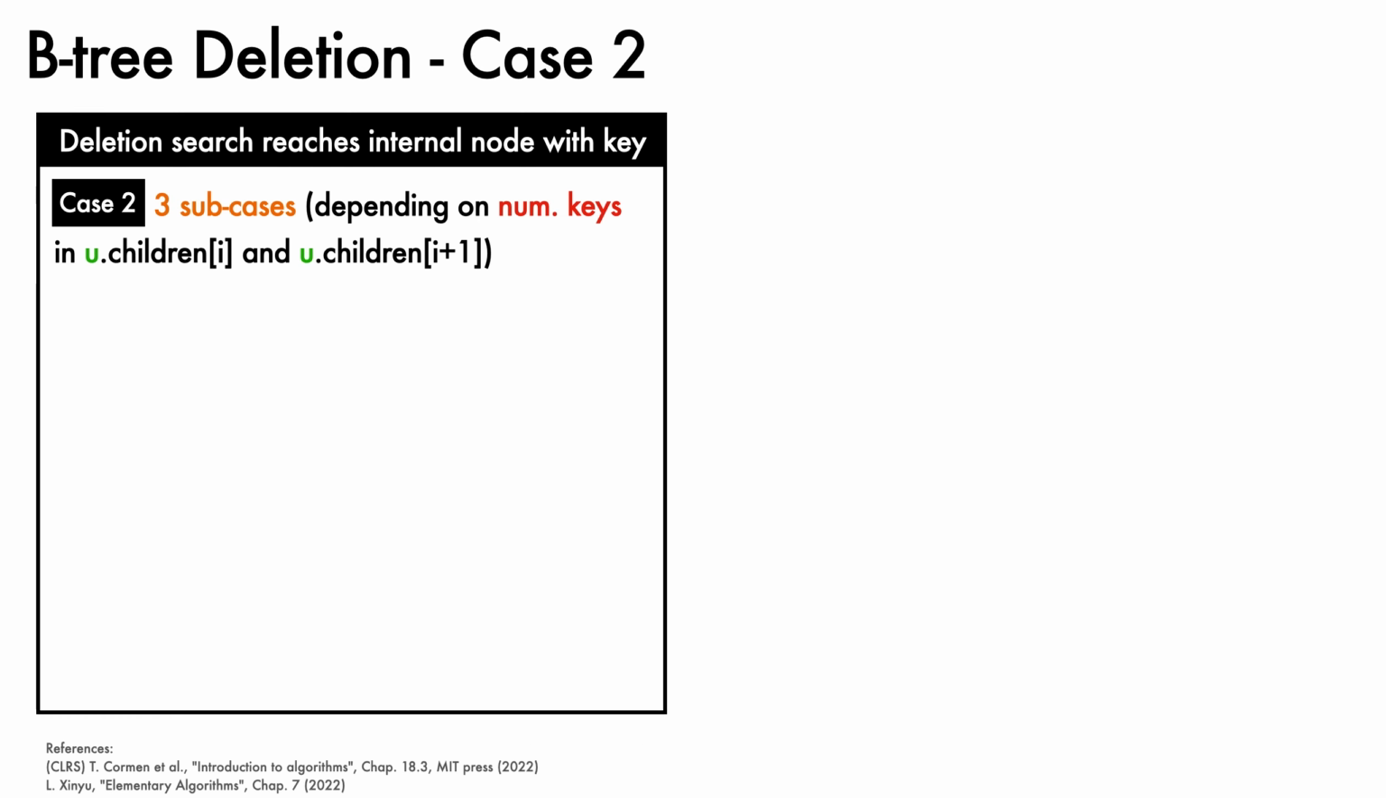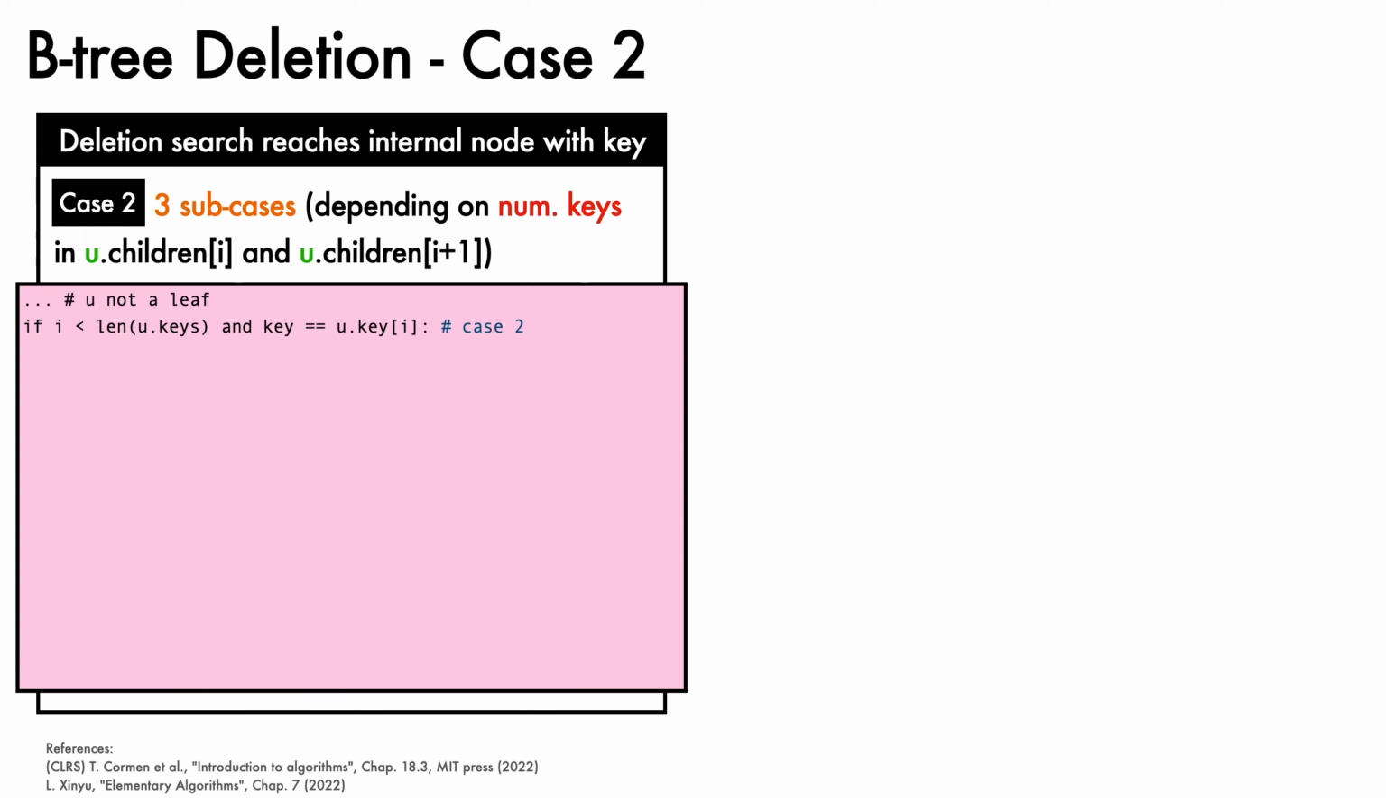Next, case 2, which occurs when the deletion search reaches an internal node that contains the key we are planning to delete. This case has 3 subcases that we must handle, which depend on the number of keys in u's ith child and u's i+1th child. Our code continues from before, and first confirms that we are indeed in a case 2 scenario.